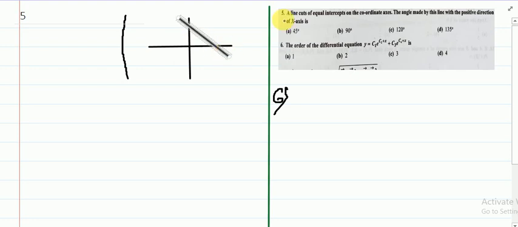Question number 5. A line cuts off equal intercepts on the coordinate axes. The angle made by this line with the positive direction of the x axis. So, first of all, let us draw the lines. Equal intercepts, it cuts equal intercepts. Therefore, it should be either like this or like this. Why must it be like this itself?